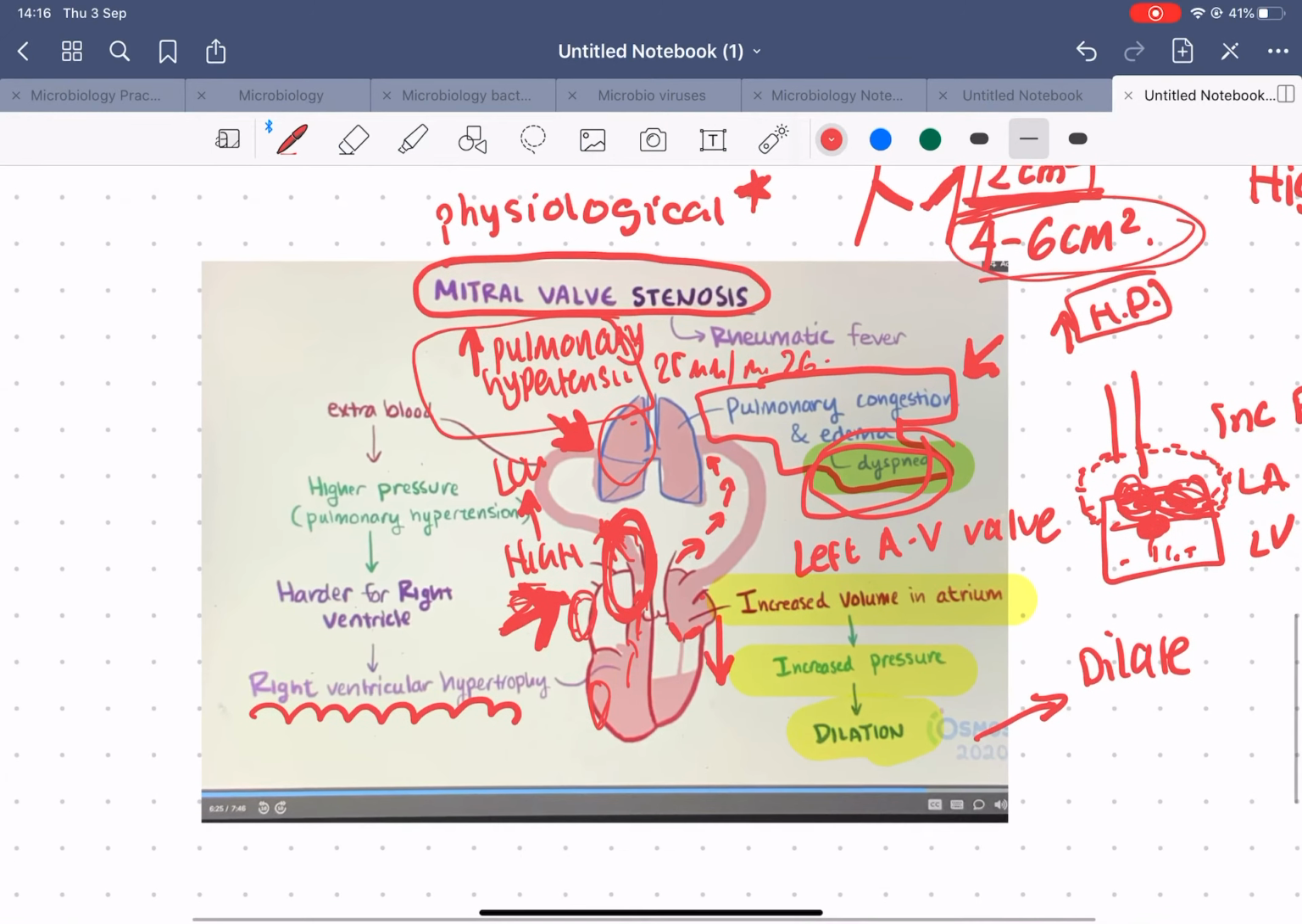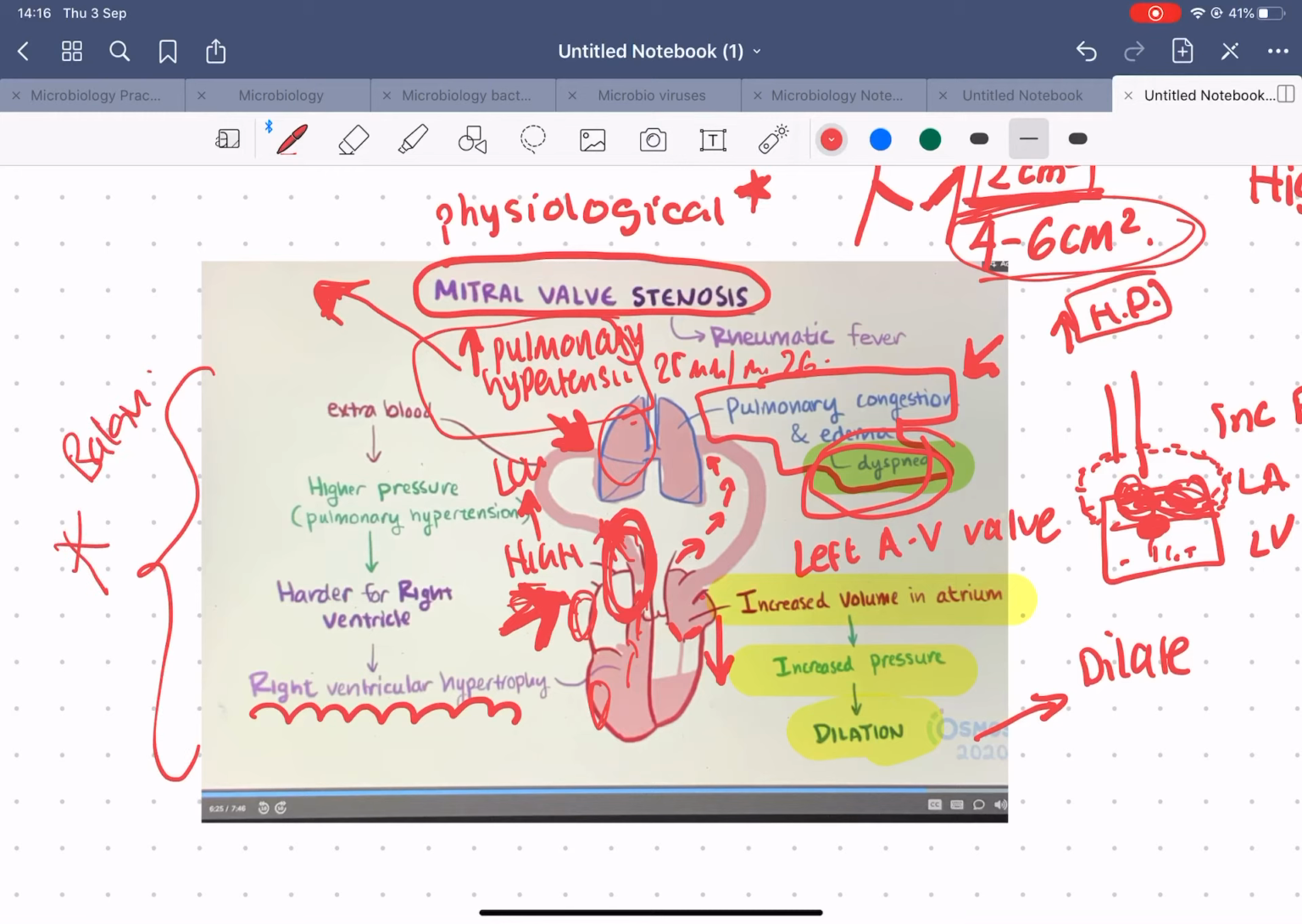Now, can you guess what this pulmonary hypertension is going to do? It's going to mess up the whole homeostatic balance. How? Because now our lungs have an increased pressure because of the pulmonary hypertension. Remember, there was increased blood volume in the left atrium. There was increased blood pressure in the left atrium. This caused pulmonary congestion. This caused fluid buildup in the lungs. This caused pulmonary edema. This caused pulmonary hypertension.